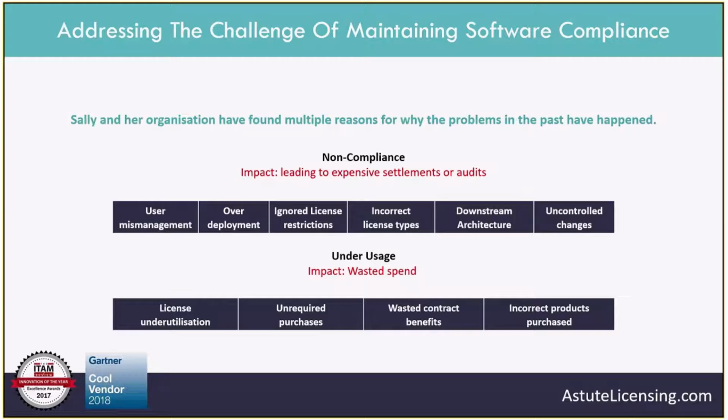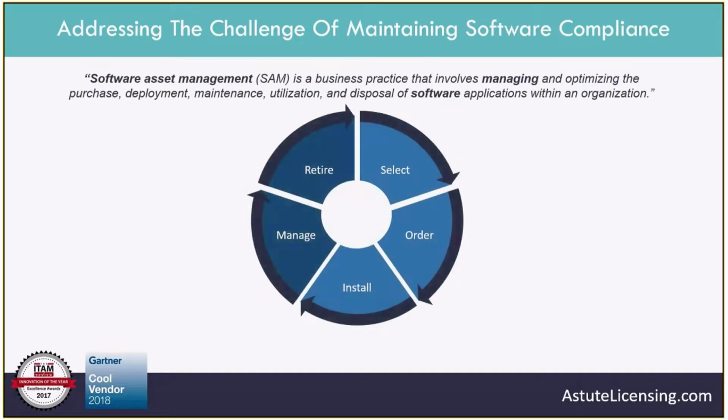Now, if we look at the root cause of what's going on with these issues, we can tie this back to the software lifecycle. This passes through five stages: select, order, install, manage, and retire. And if we think about what software asset management is actually about, it's not about finding license issues after they happen. It's about creating a set of processes and governance in the organization to ensure that as software is purchased, deployed, used, managed, maintained, and disposed of, the processes are there to ensure that everything happens as it should.